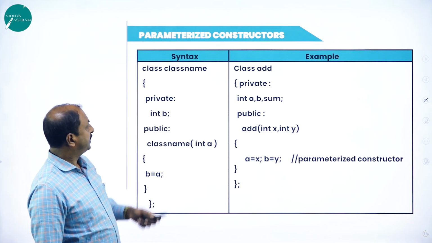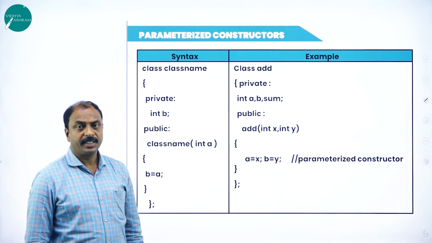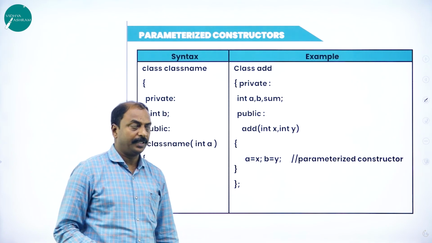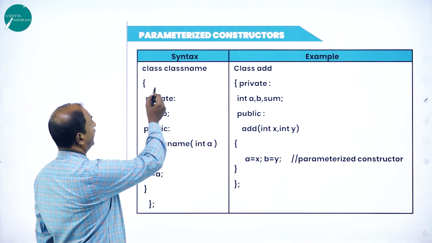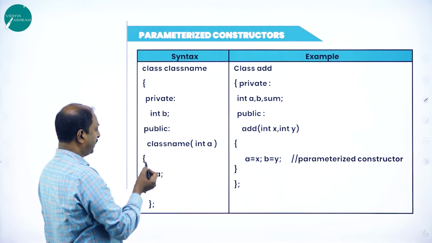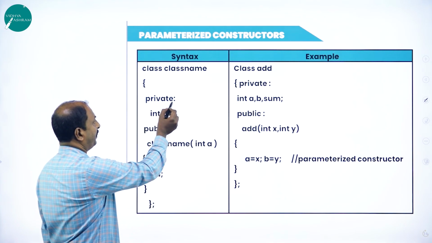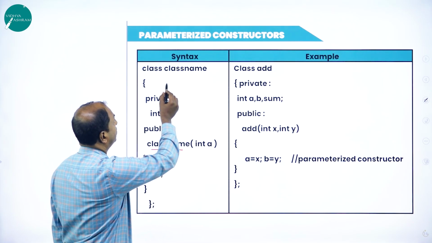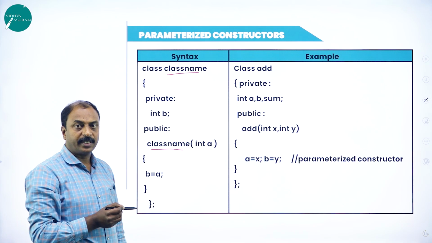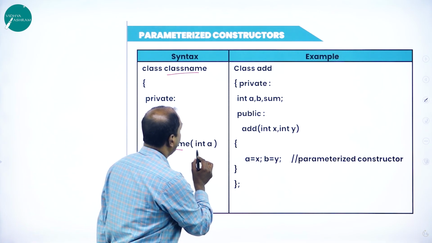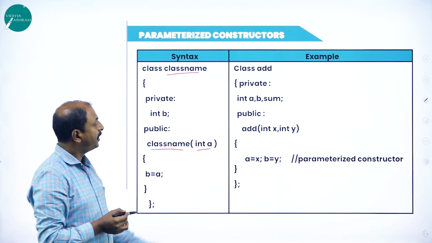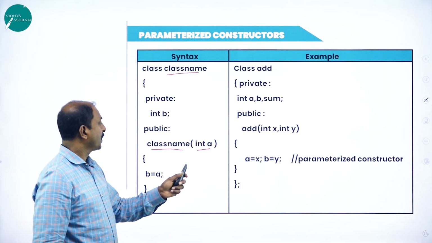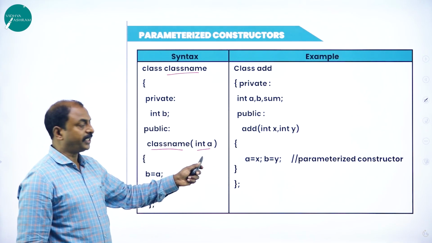So look at the example here. What is a parameterized constructor? These are constructors with an argument or parameter. Now look at the syntax. Here class name, open the class, the class ends here, and the private variable is int b. Under public we have the class name. It is nothing but a constructor, but observe that it has an argument or parameter. In this example, this constructor has one argument. So this is a parameterized constructor.